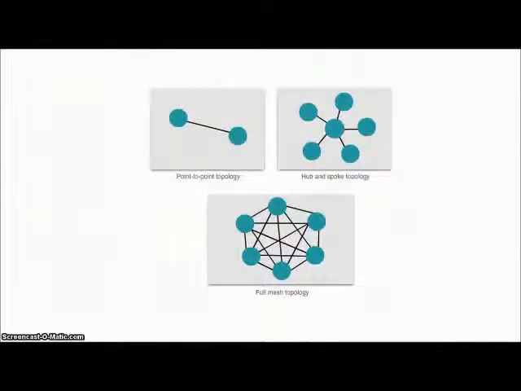Now, let's see the WAN topologies. WANs are commonly interconnected using the following physical topologies. The point-to-point topology, which is the simplest topology, consists of a permanent link between two endpoints. For this reason, this is a very popular WAN topology.